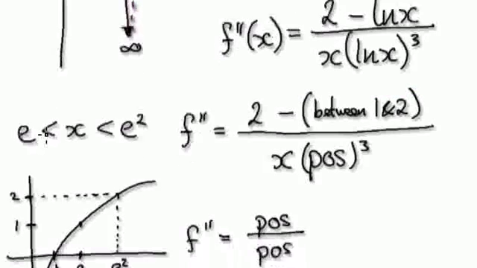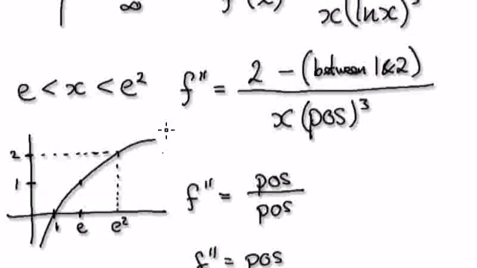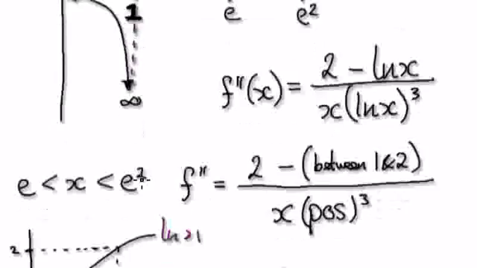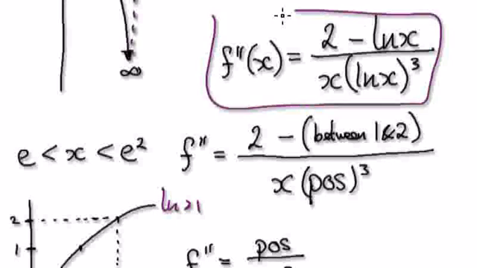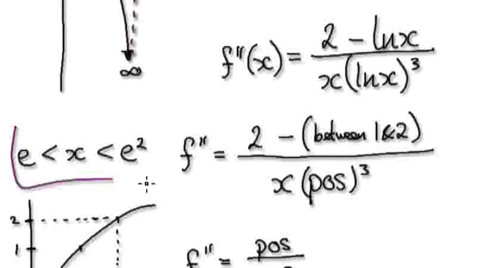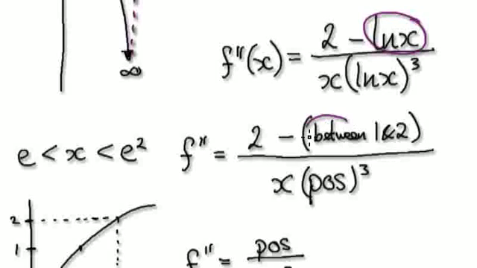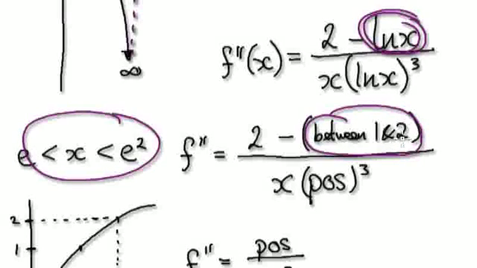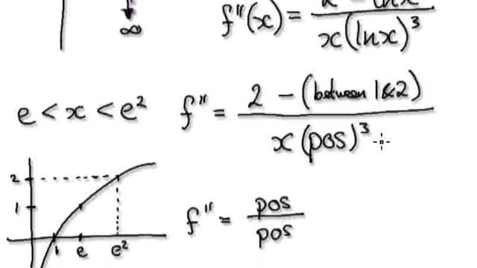When you look at the graph in that region, the graph will look like this. This is the natural log of x. Let's start again. Sorry, bear with me. So f double prime here, let's consider it in this region. In this region, the natural log will be between 1 and 2, because if you look at the graph here, it is between 1 and 2.